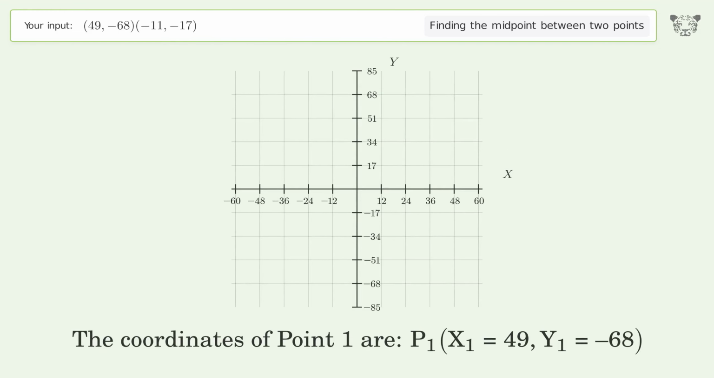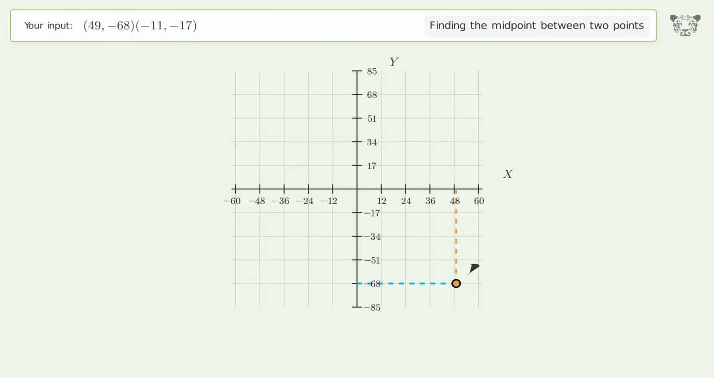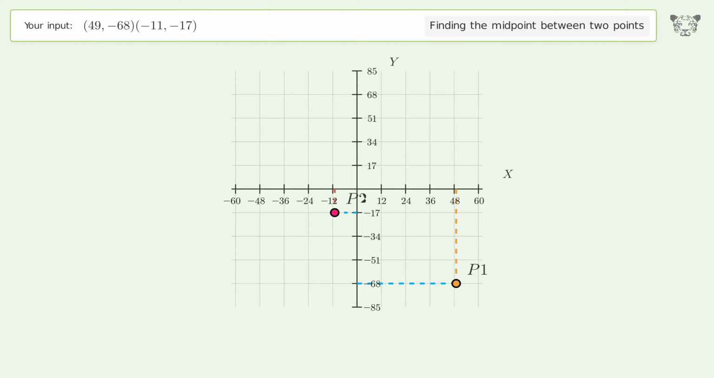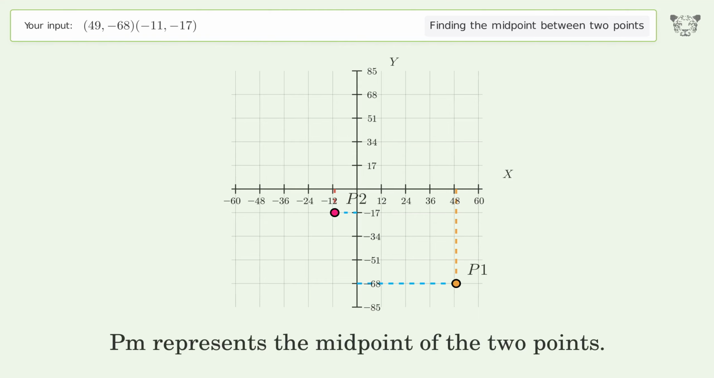The coordinates of point 1 are x1 equals 49, y1 equals negative 68. The coordinates of point 2 are x2 equals negative 11, y2 equals negative 17. PM represents the midpoint of the 2 points.